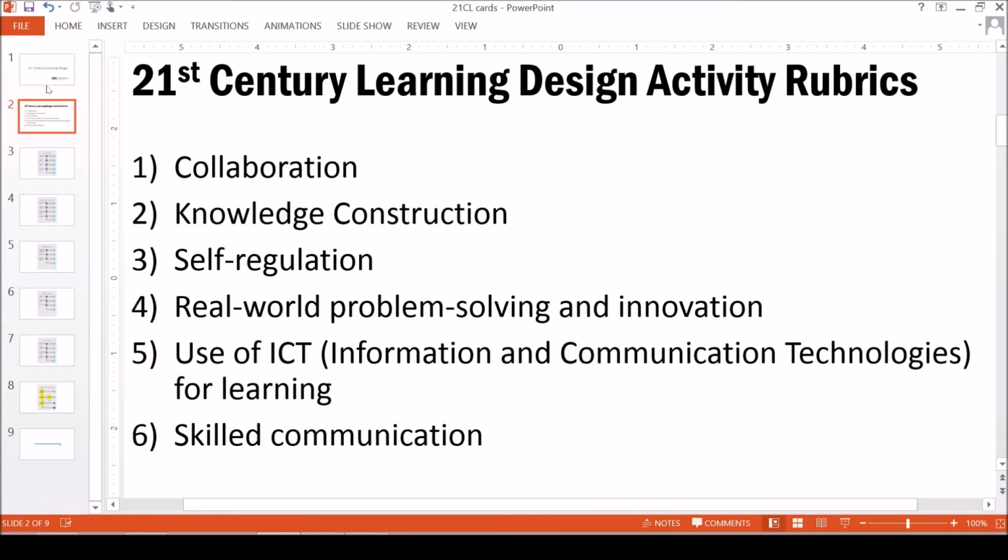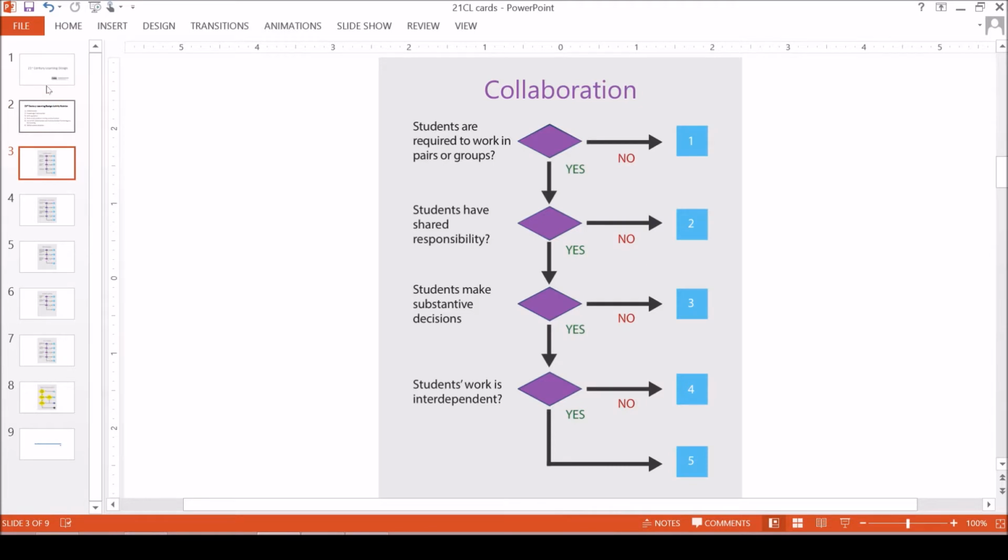So let's go ahead and score this volcano lesson using this rubric, and I'll pop down into the first area, which is collaboration. Now, you'll see how this rubric works. We start here in the top left-hand corner. Here it's students are required to work in pairs or groups. If the answer is yes, then we move down to the next diamond here.